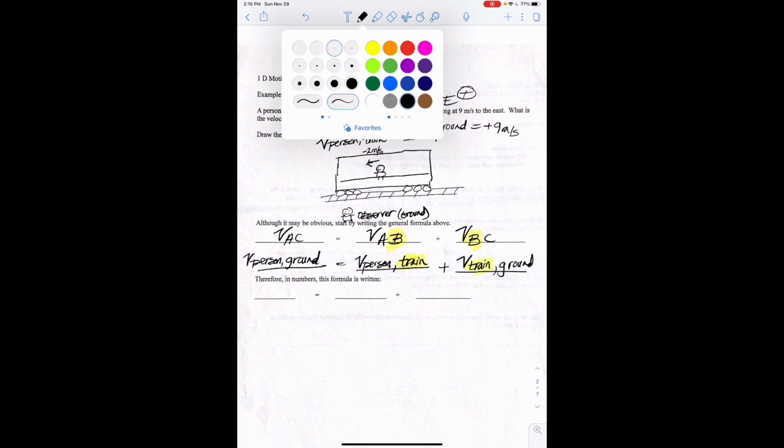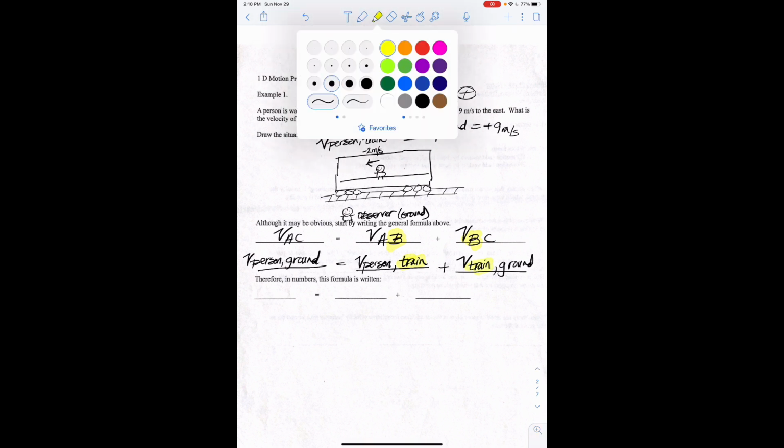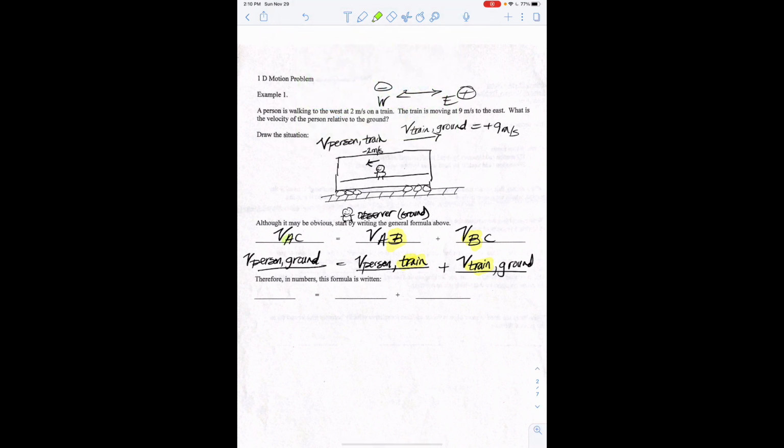Hopefully this is kind of obvious to you. And so A and C, person and ground: A goes here, C goes here, person goes here, ground goes here. That's all I'm doing. All right, so therefore, in numbers, how is this formula written? Well, we want to know the velocity of the person relative to the ground. I think our guess was 7 meters per second to the right. That's our guess. I can just write it up here.